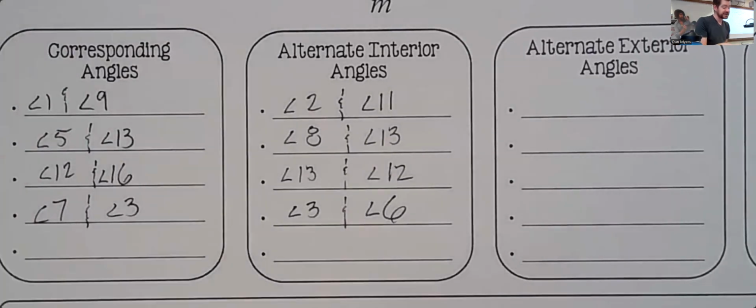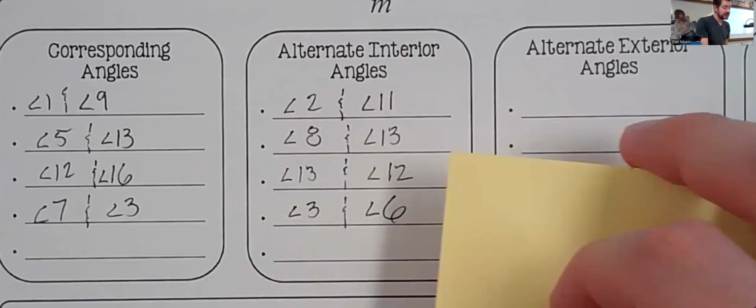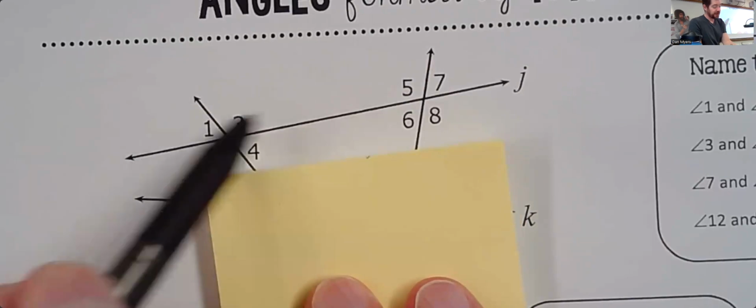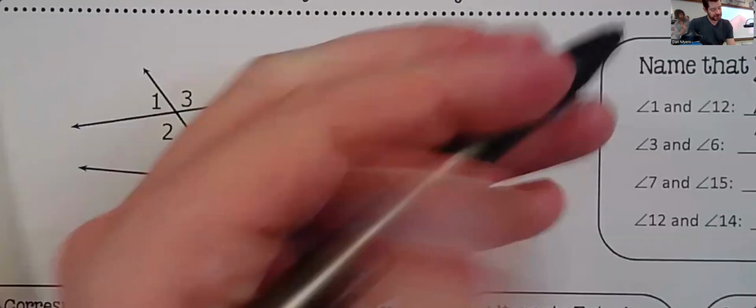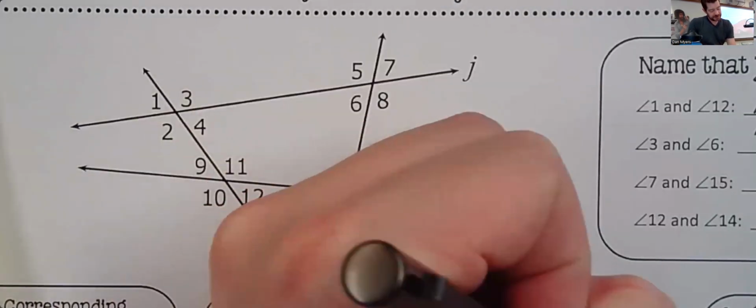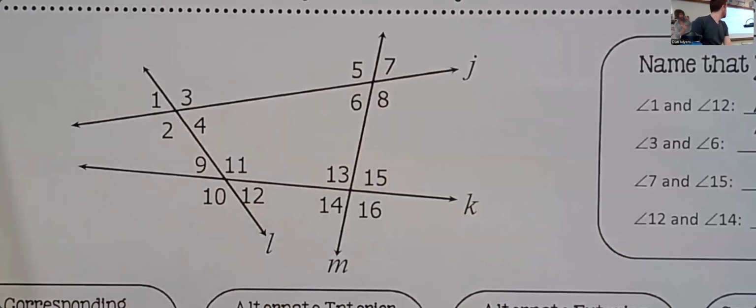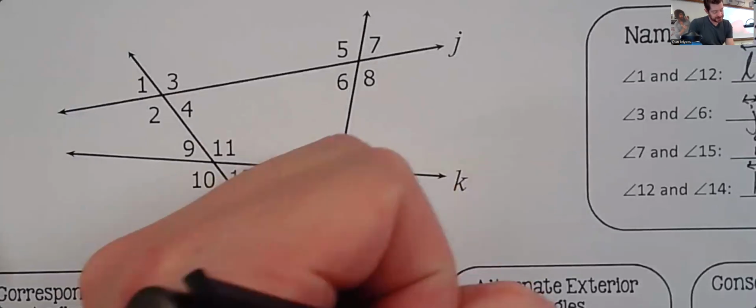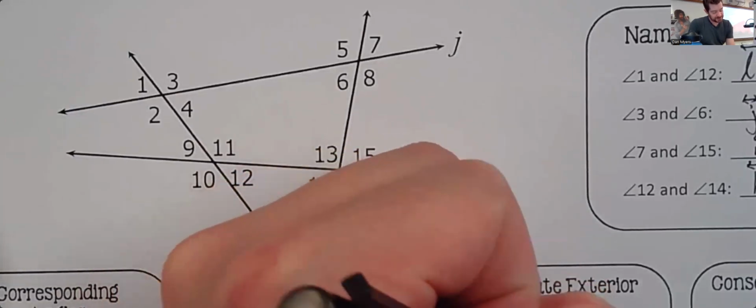You say 1 and 8? Yeah. So angle 1 and angle 8, that would be from transversal J. So 1 and 8 will be alternate exterior. Nice. 7 and 14, that would be from transversal M. I like that. Angle 7 and angle 14.